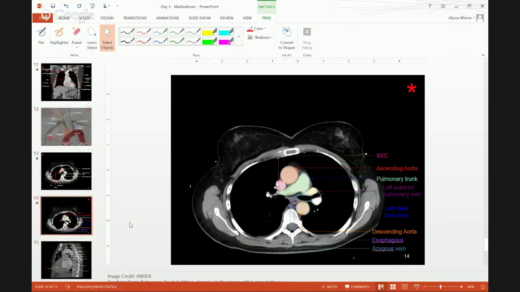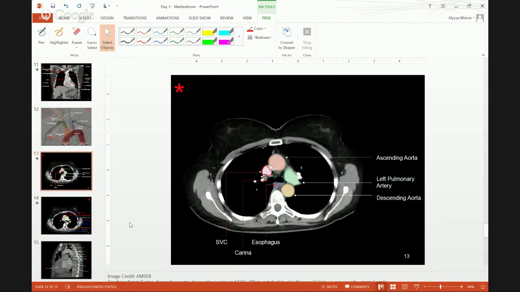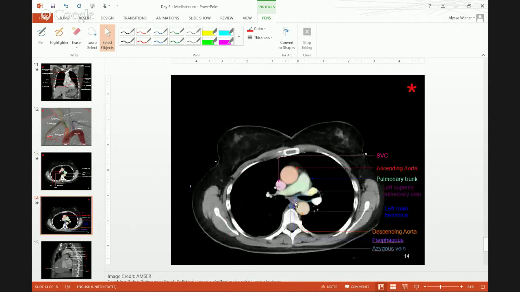Okay, here we're moving one slice lower than this one, and we know that now because we can see the left main bronchus. Clearly this dark air-filled space going off to the left, we can't really see the outline of the right main bronchus. That happens sometimes, but it is there. We still identify the superior vena cava, ascending aorta, descending aorta, and now, it's pointing to this part over here, which is the pulmonary trunk.